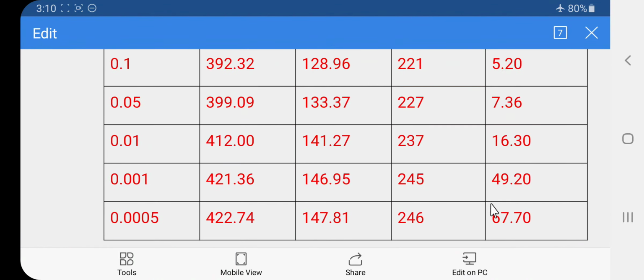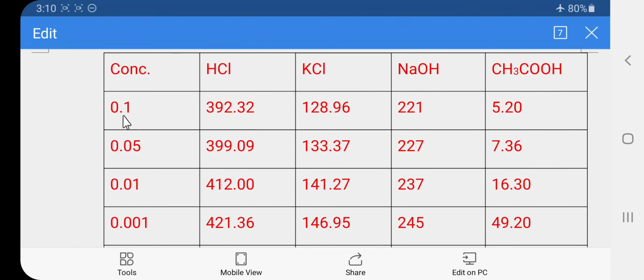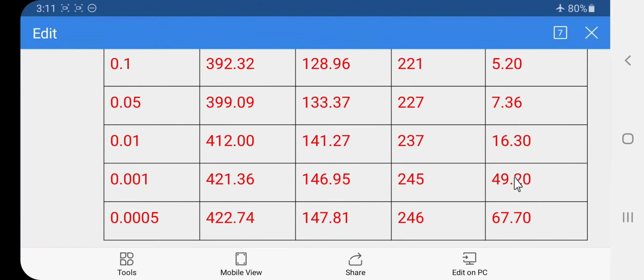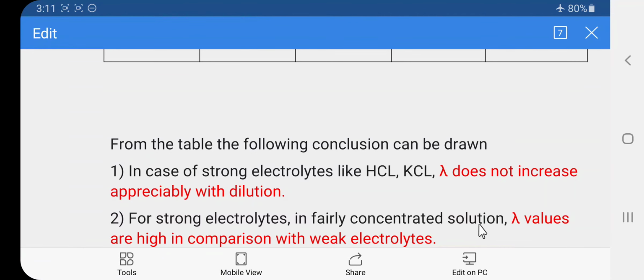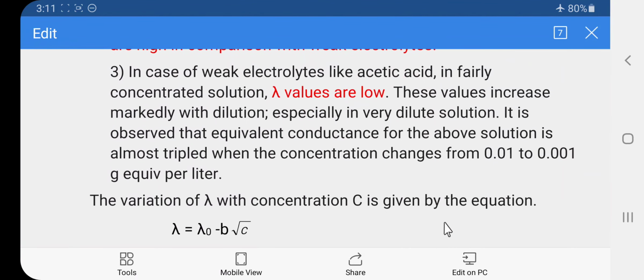Once again consider the table. When the concentration of acetic acid is 0.1, the value is just 5.20. When it is 0.05, it is 7. When it is 0.01, it is 16, but when we change the concentration from 0.01 to 0.001 the value is 49. So from 0.05 to 0.01 the value is double, then from 0.01 to 0.001 the value is triple. Here it is 49, and for 0.005 it is 67.70. This is the third conclusion or observation from the table.